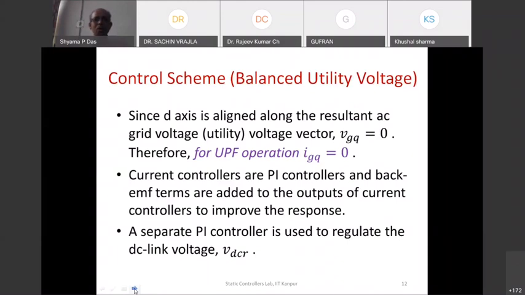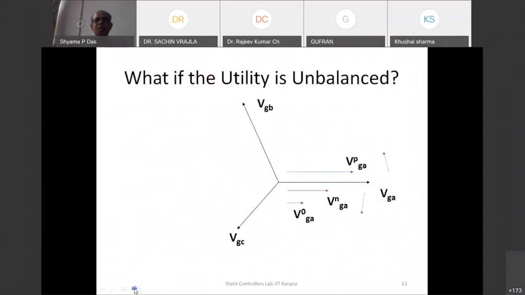The current controllers are simple proportional integral controllers, and the back EMF terms, as we have seen, the speed terms, which involve omega terms, are added to the output of the current controller to improve the response. And in addition to the DQ controller, we also use a separate controller for controlling the DC voltage. Now, you see that the details we can discuss later.